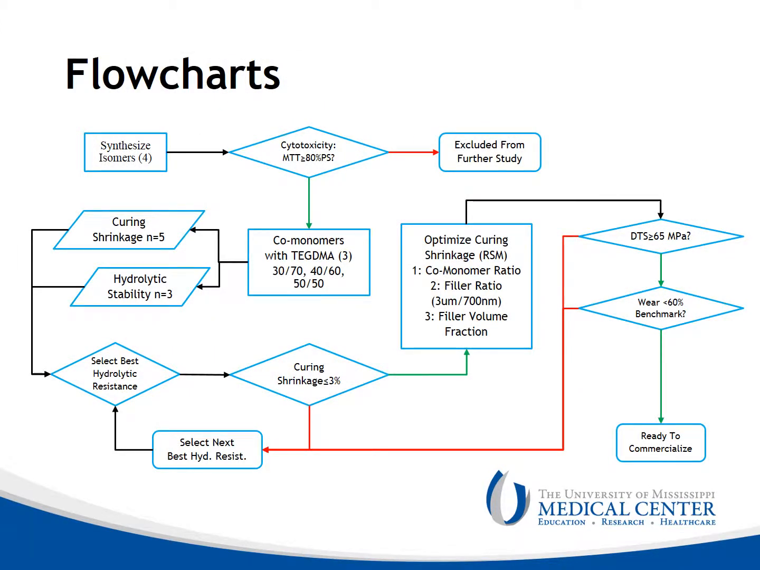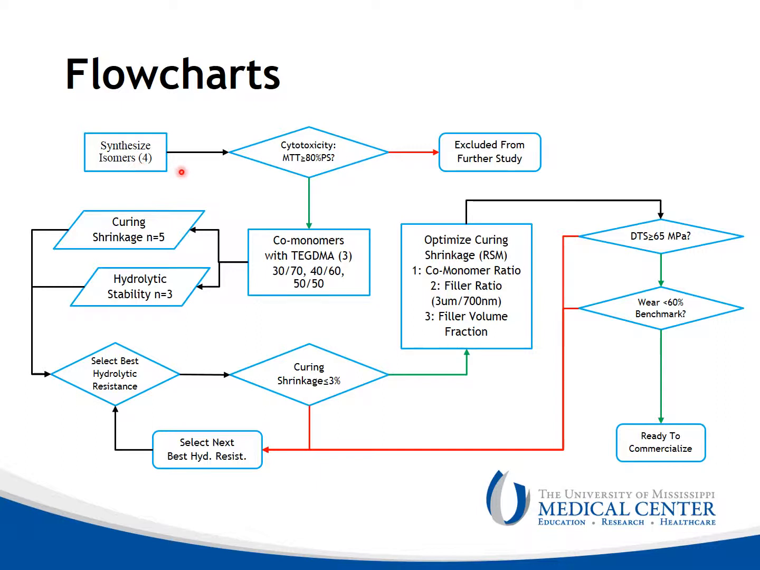This is an example of what a flowchart might look like for a complicated project with multiple objectives, and many hypotheses. It may not be necessary to use a flowchart in a simple study. So we're showing here that we are synthesizing some experimental materials that we would like to investigate that hopefully will have superior properties to materials that are currently commercially available.